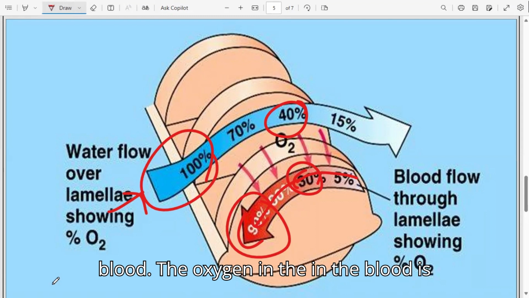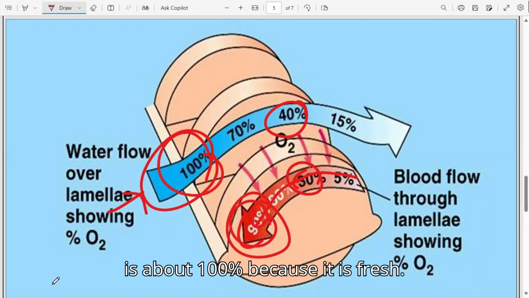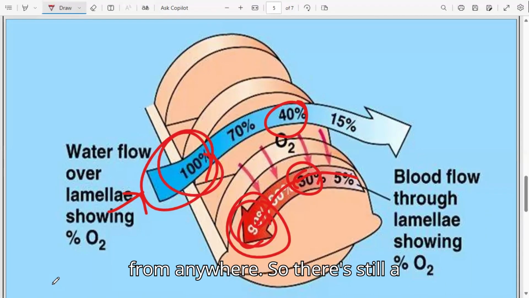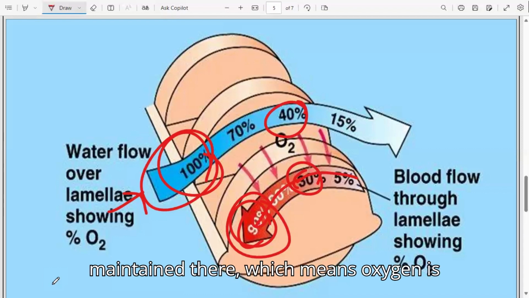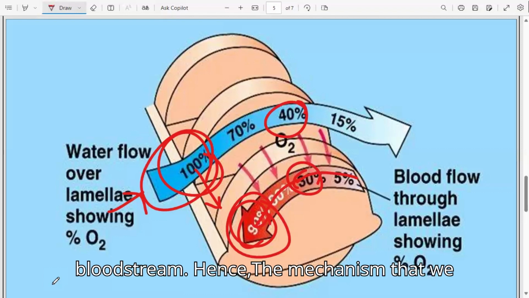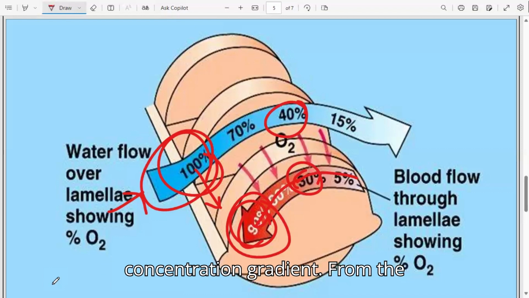The oxygen in the blood is about 90%, whilst the oxygen in the water is about 100% because it is fresh. It hasn't been reduced from anywhere. So there's still a concentration gradient that has been maintained there, which means oxygen is still going to be diffusing from the water into the bloodstream. Hence, the mechanism that we are calling the countercurrent mechanism, ladies and gentlemen, is maintaining a concentration gradient.